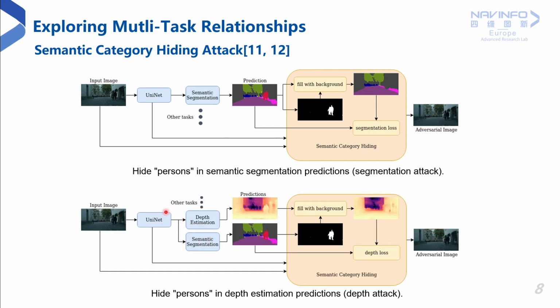Hiding from depth predictions is also similar. The mask and the region to fill is again obtained using segmentation predictions. The depth predictions in this region are filled with depth values from the nearest unmasked region. Using this target and depth loss, adversarial images are generated.